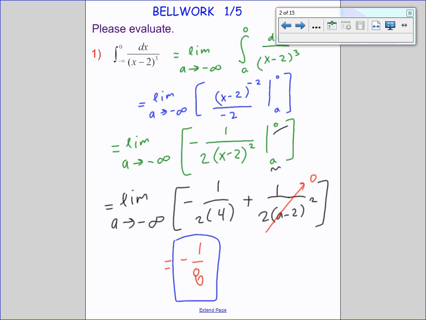Because this is a finite value, even though it's negative, the improper integral converges and is equal to negative 1/8. So raise your hand if you had that. Did anybody get the negative 1/8? What does this negative 1/8 value signal about the integrated function? What does this represent? Danny? It converges. It converges, yes. This improper integral converges, right?